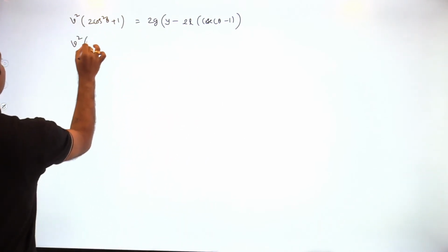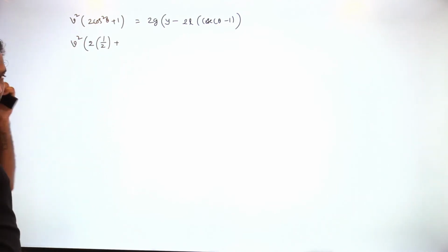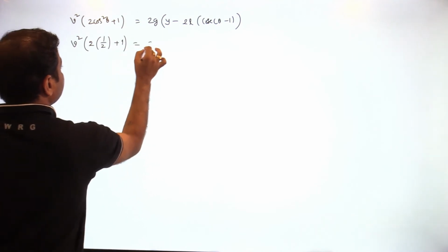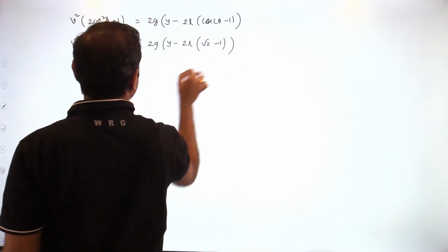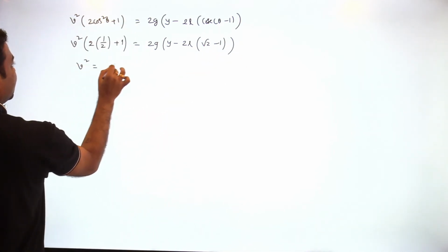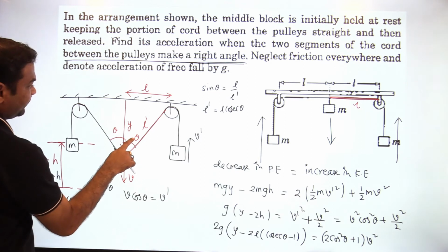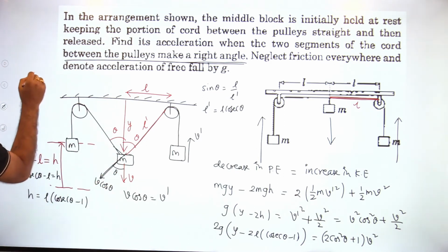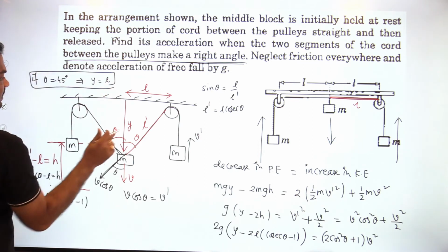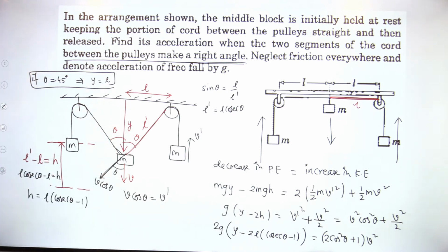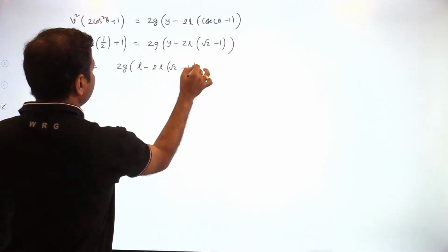Then I can find out at least the v value. For 45, 1 by 2 cos 45 square, 1 by root 2 whole square, plus 1 is equal to 2g into y minus 2l into cosecant 45, root 2, minus 1. Then v square is equal to 2g into y value, which you can also find out. What will the y value become? If theta is 45 degrees, the y value is nothing but L. See, these two sides should be the same in the triangle. So y is equal to L, so this is L minus 2L into root 2 minus 1.